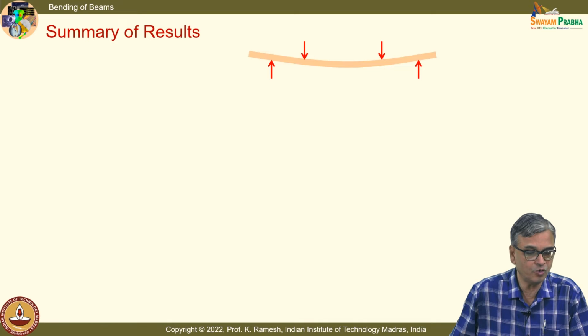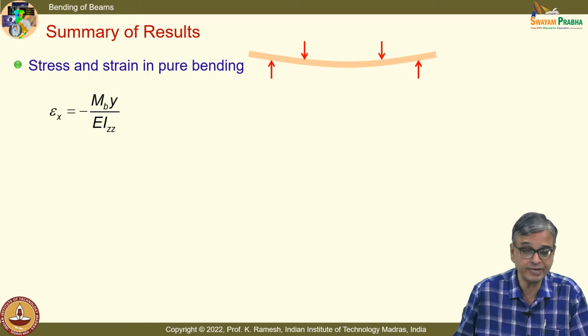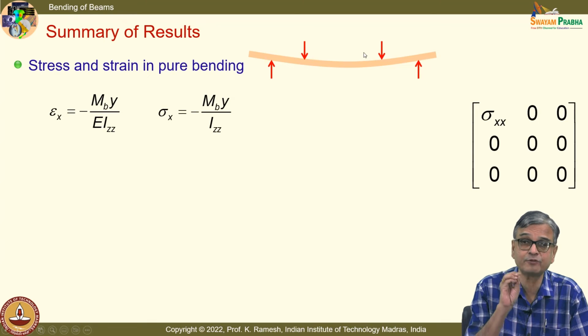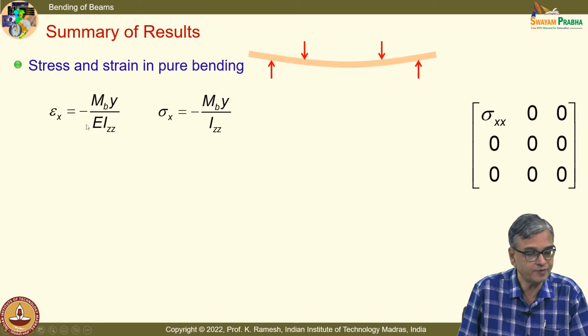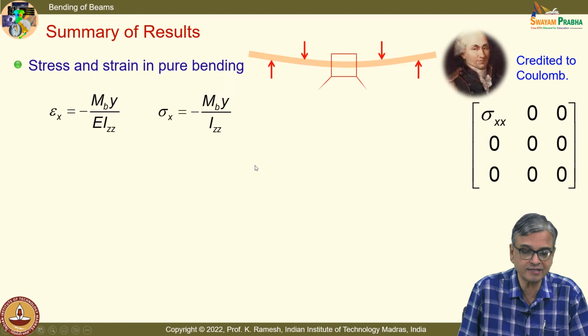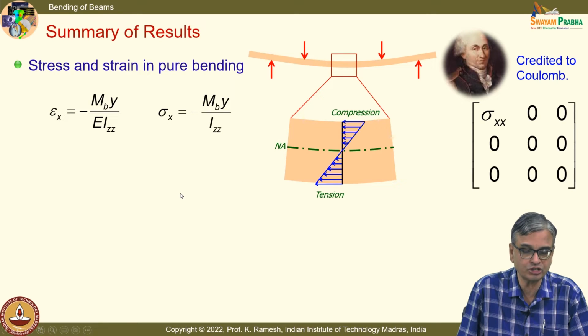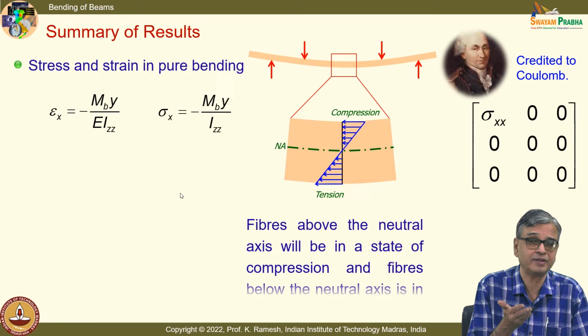And when we go into the results, we have the stress and strain in pure bending. It is very important that theory is developed for pure bending, a beam transmitting only bending moment, nothing else. So, we have the expression for epsilon x, we have the expression for sigma x, and we have the stress tensor, and this final result is credited to Coulomb. So, you have to recognize that the stress varies linearly over the depth of the beam, and the central core is not contributing to load share, which is used by nature in developing your bones.